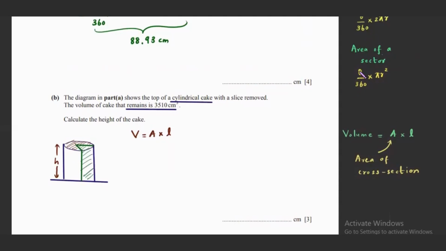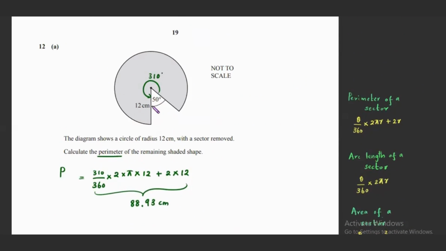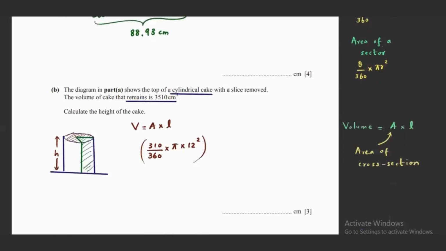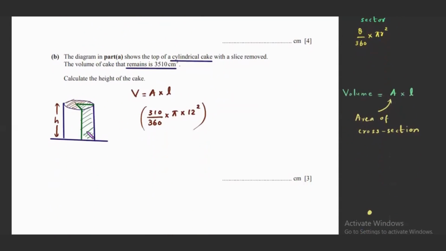The area of the sector formula is given here. I have written it here, which is the angle out of 360 times pi r squared, which means we already know that the angle is 310. So I need to write that out of 360 times pi times radius squared. The radius of the circle was 12. So square that. This will give the area of the sector that we have here, which is this shaded region. This will be the cross-section for this cake without this slice.